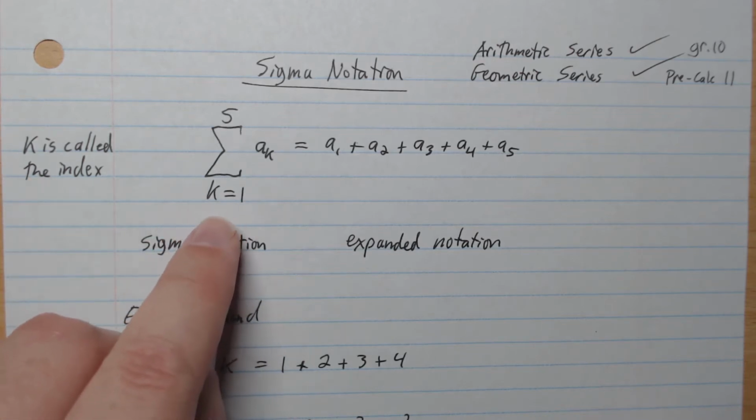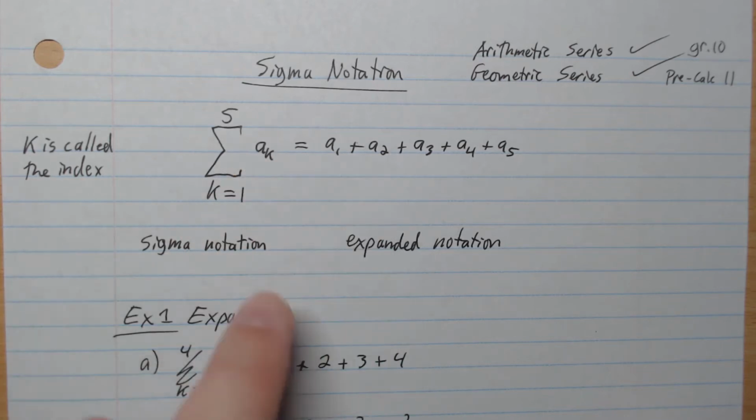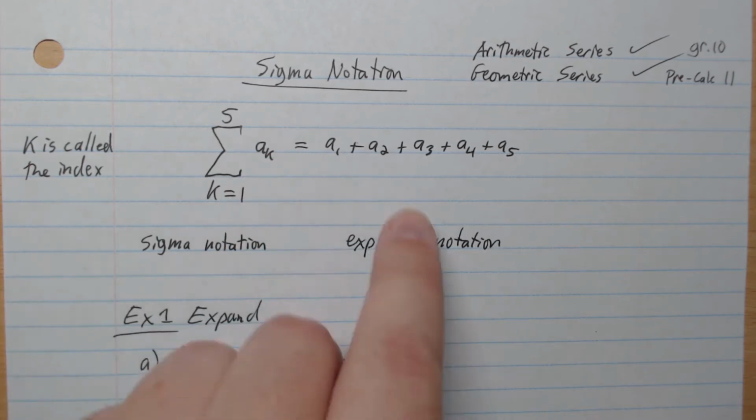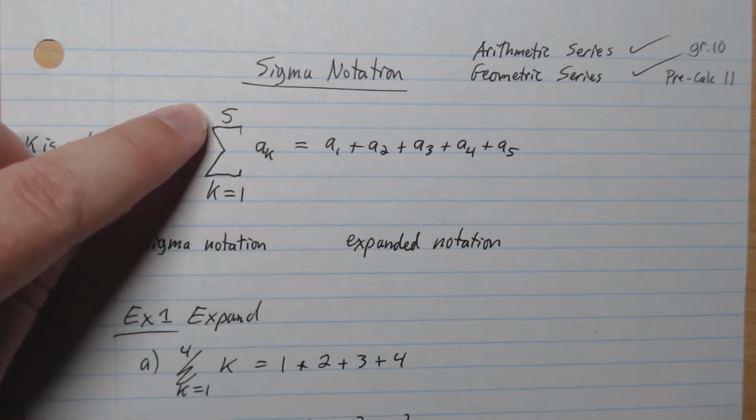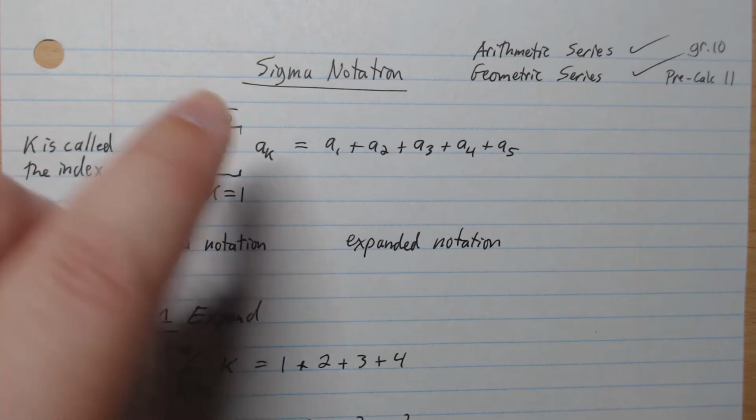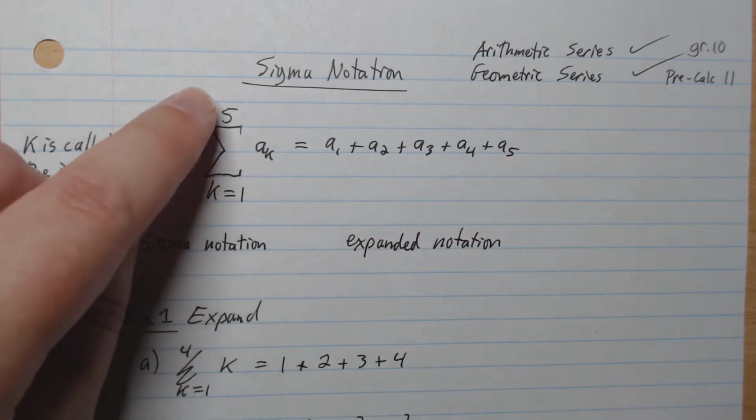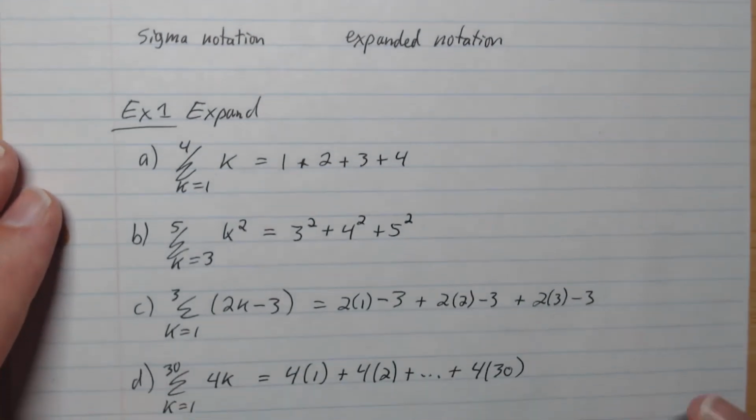And so what we do here is you plug in 1 because it says k equals 1. And then you go plus. And then you plug in k equals 2, so that's a2 like that. And then you go plus. Plug in k equals 3, plus. Plug in k equals 4, plus, and then you go all the way until this number here on the top, which is 5. So plug in 5 and then no more pluses because it goes from k equals 1 to 5 like that. So let's practice expanding here.